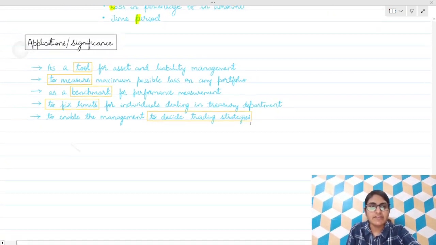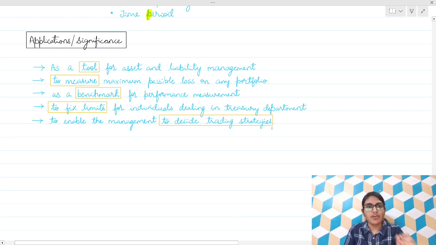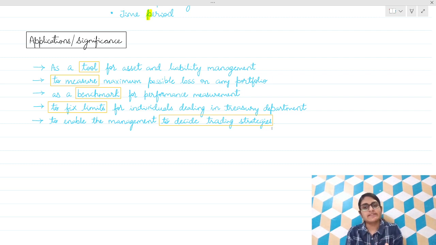Next, applications or significance of VAR, that is value at risk. What is VAR? It is a tool to measure benchmark, to fix limits, to decide trading strategies. Whatever is in the box, read it along; you can frame a sentence.